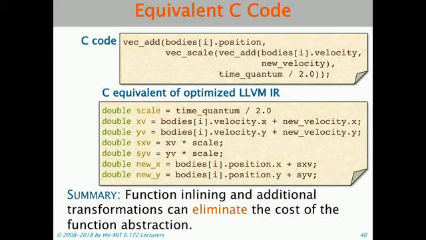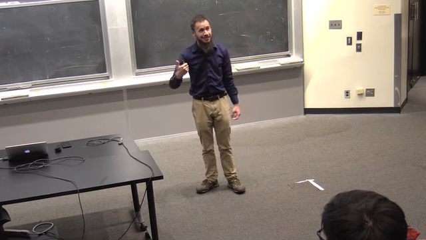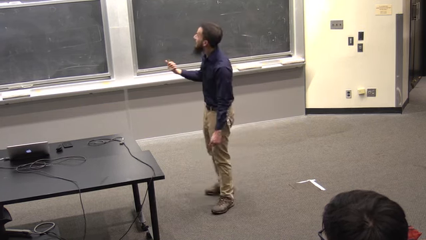operations. So function inlining, as well as the additional transformations it was able to perform as a result, together those were able to eliminate all of those function calls. It was able to completely eliminate any costs associated with the function call abstraction, at least in this code. Make sense? I think that's pretty cool.